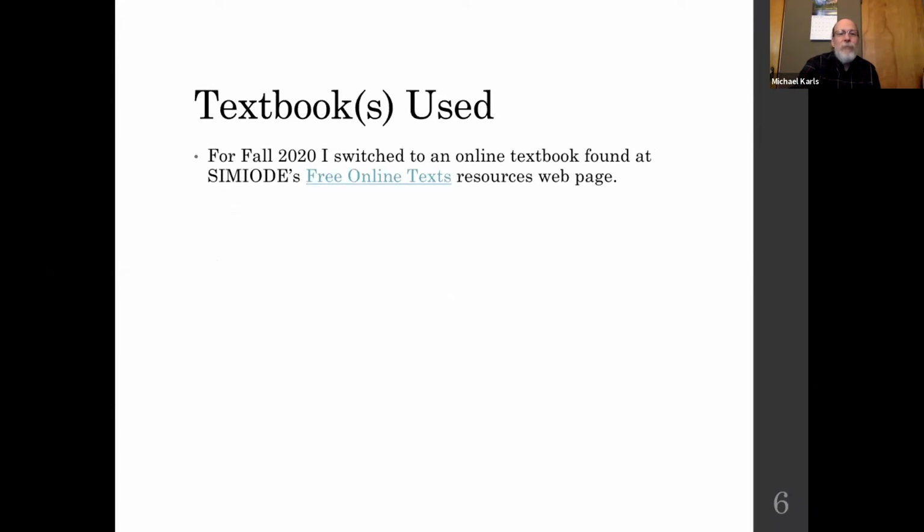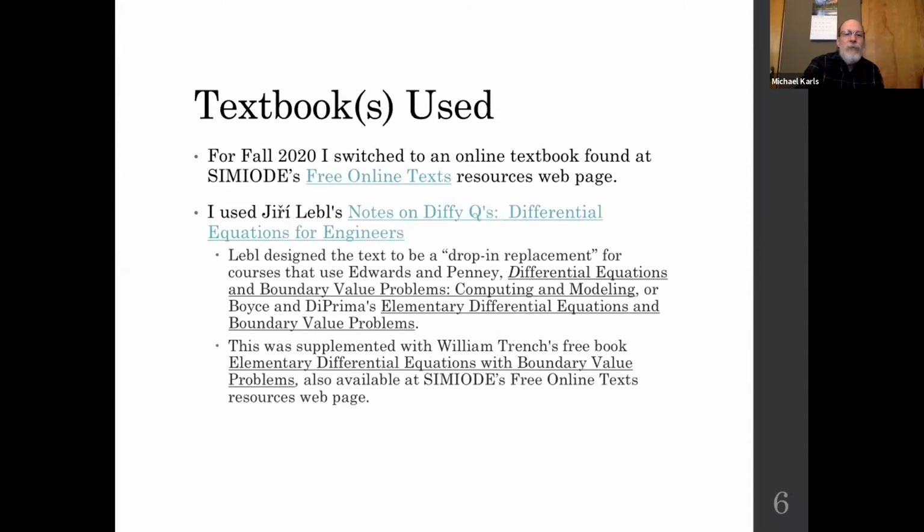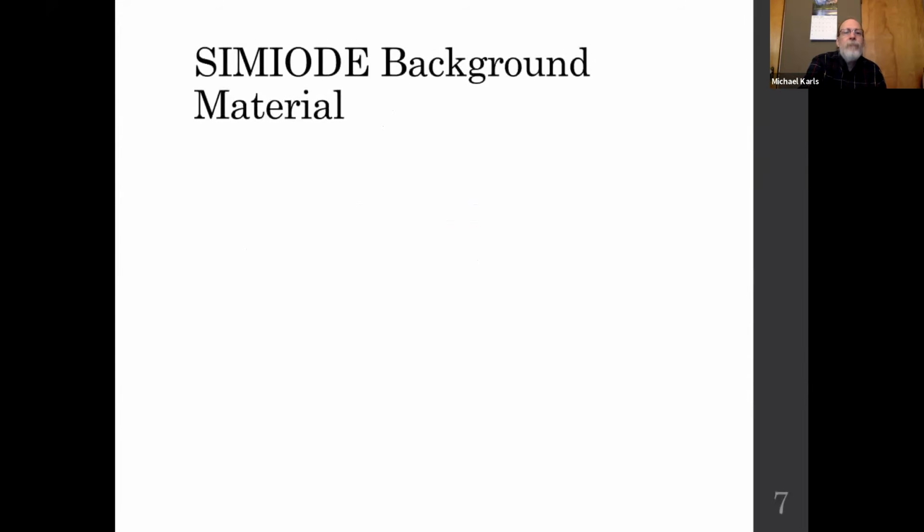Now, Simio has a bunch of free textbooks. There are resources that you can check out. I used a book by Jerry Level this last fall, which is really nice. It has a web version and a PDF version. It's free, and it's designed so you can plug in either Edwards and Penny, their book, or Boyce and DePrima. So I was able to use that instead of the book I used before. A couple of times I used William Trench's free book that I also found at Simio's website when Level's book didn't have the stuff I needed to talk about.